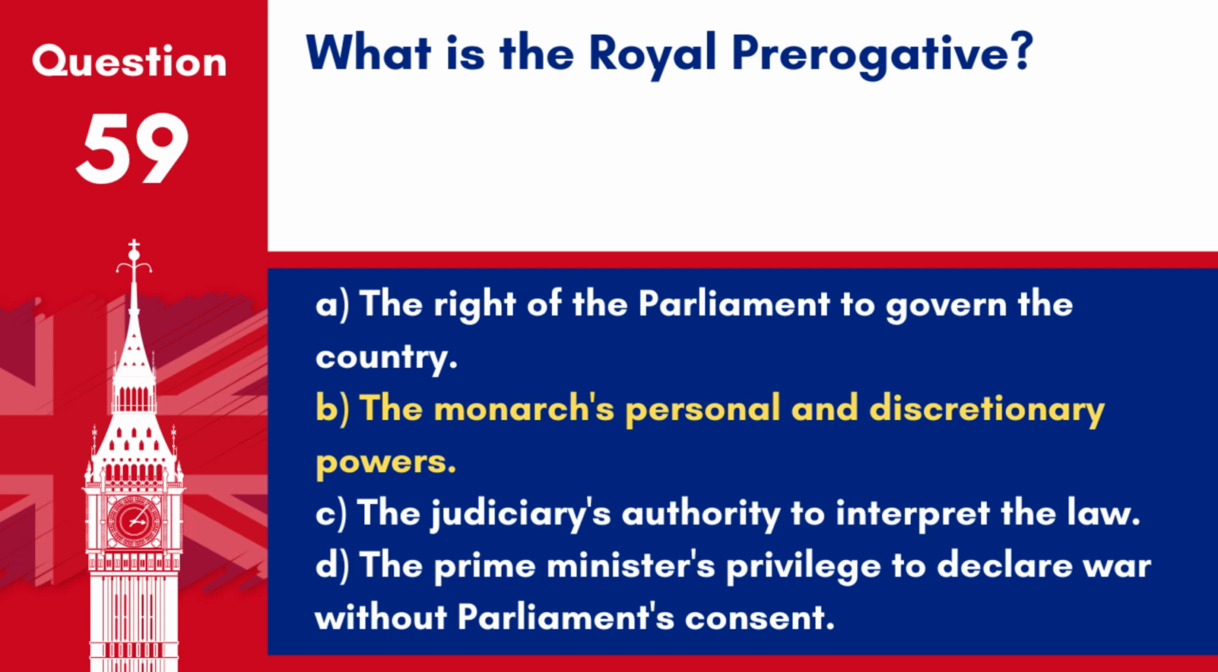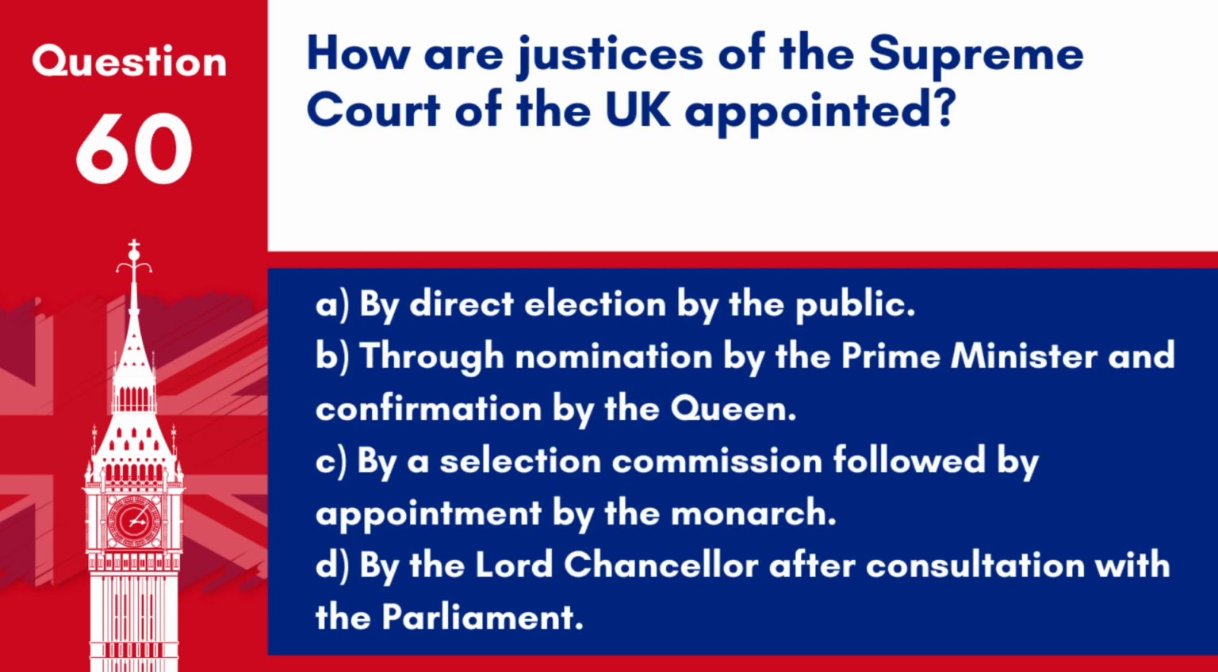The royal prerogative encompasses the special privileges and powers reserved for the monarch, such as the granting of honours, mercy, and the conduct of diplomacy. Question 60. How are justices of the Supreme Court of the UK appointed? A. By direct election by the public. B. Through nomination by the Prime Minister and confirmation by the Queen. C. By a selection commission followed by appointment by the monarch. D. By the Lord Chancellor after consultation with the Parliament. Answer: C. By a selection commission followed by appointment by the monarch.